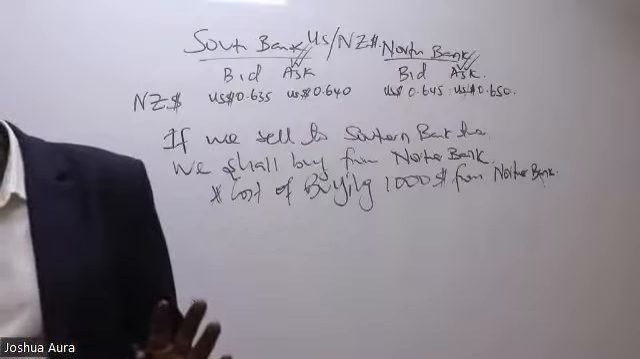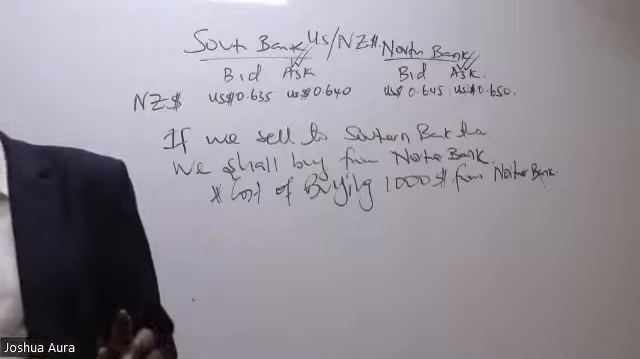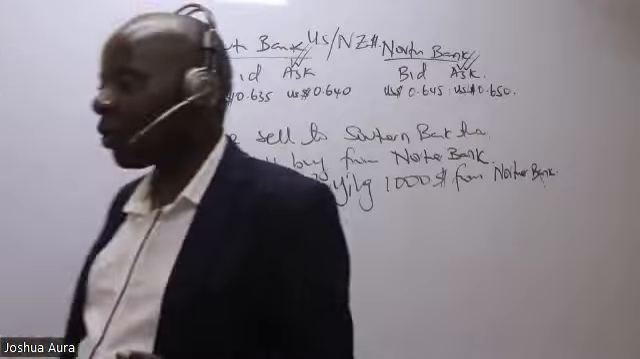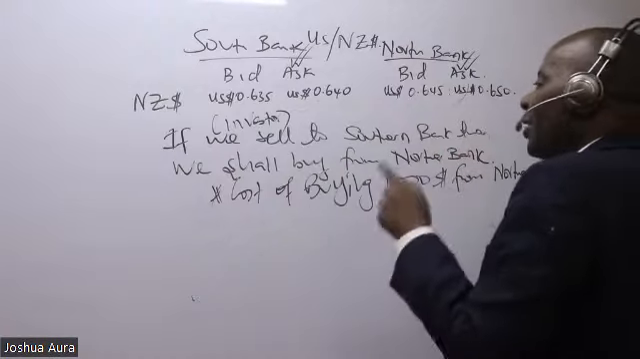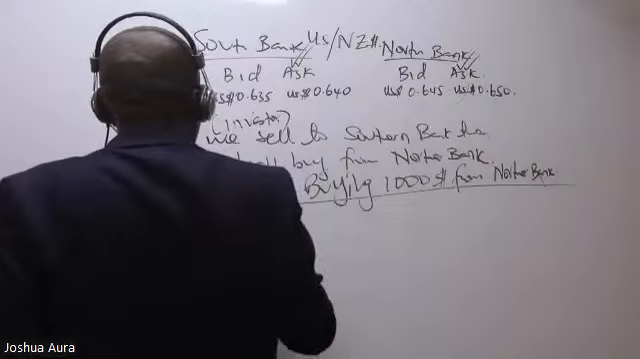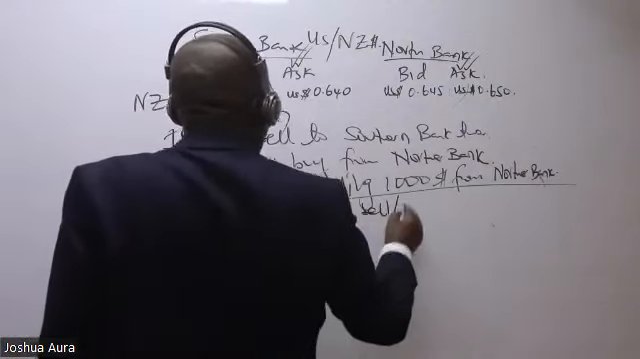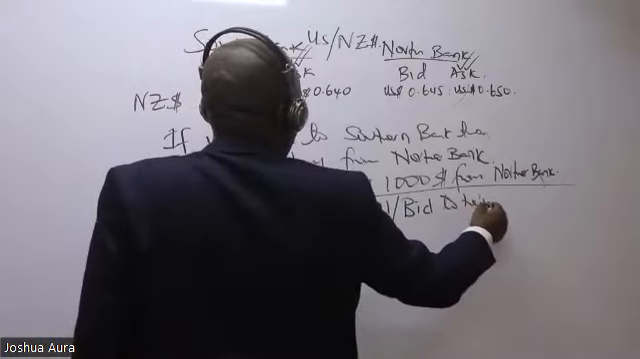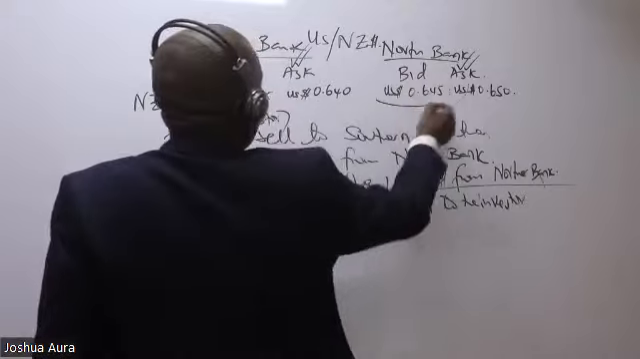Now we are in the Northern Bank. Remember now we are buying. The investor is buying, not the bank. So in this case, if we sell to Southern Bank, we are the investor here. Then the investor shall buy, so basically here, the bank will sell. The bank will sell stroke bid to the investor.